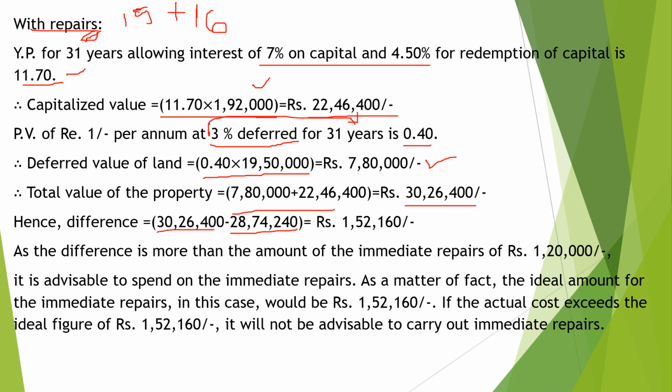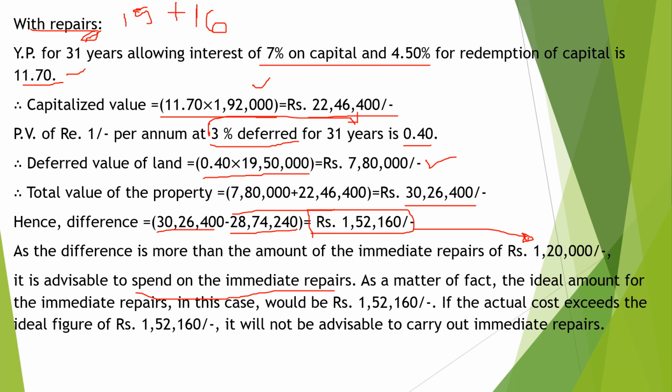So this value, if you see the difference is 1,52,160. This higher value you will receive if you are spending an amount of 1,20,000. So by spending an amount of 1,20,000, you will still be getting an amount of 1,52,160. So it will be advisable to spend on immediate repairs.